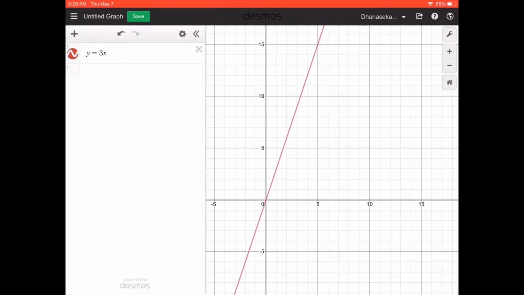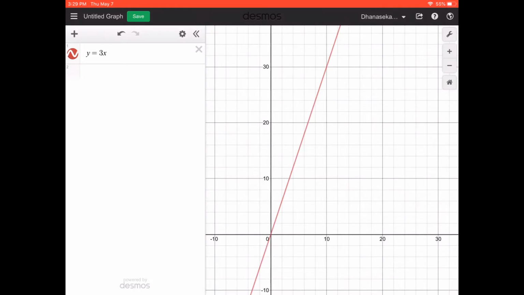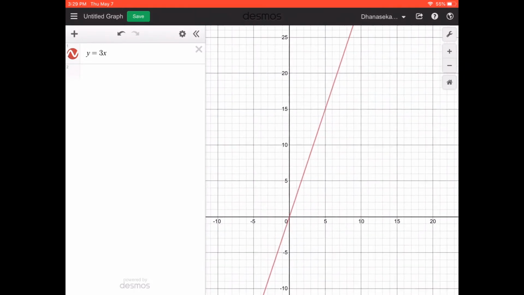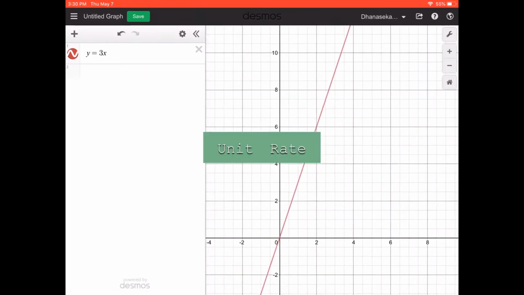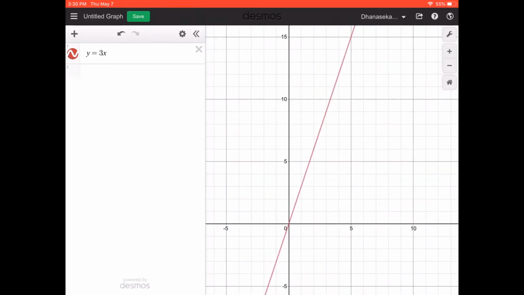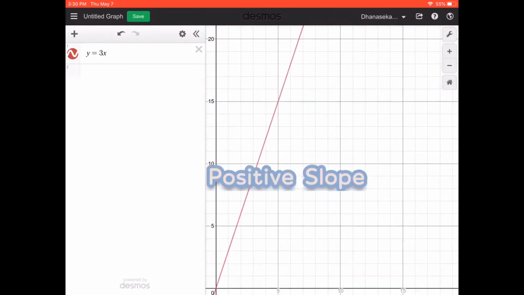Now, I just want to talk about what slope is. Slope is basically seeing a line and saying how steep it is. To find that, you have to find the unit rate. I'll get into that a bit more later, but I want to talk about the basics first. Now, what you guys see in front of you is a positive slope.